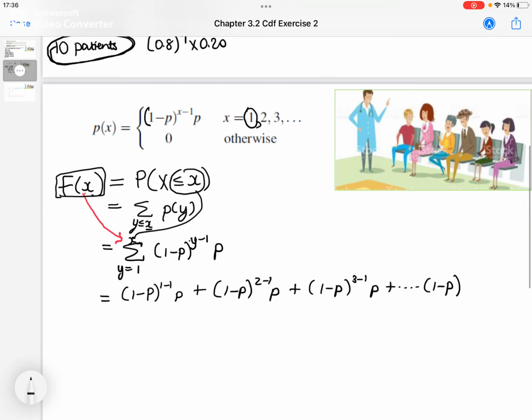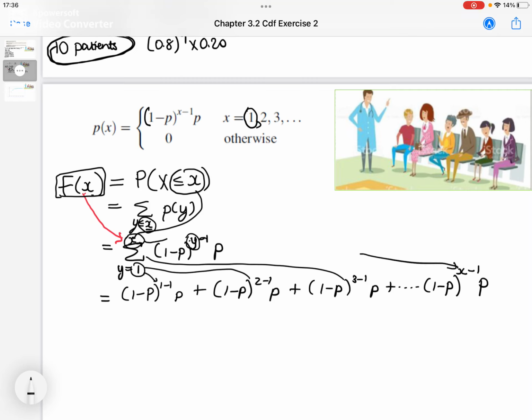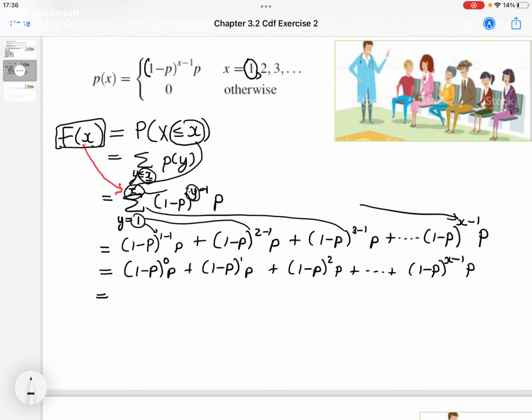So we will be adding until, since we are summing until x, y must be at most x. So y equal to 1, 2, 3 until x, and we have there x minus 1 here. Okay? Now this is equal to (1 minus p) to the power 0 times p, plus (1 minus p) to the power 1 times p, plus (1 minus p) to the power 2 times p, plus until at most x. The last term will be (1 minus p) to the power x minus 1 times p.